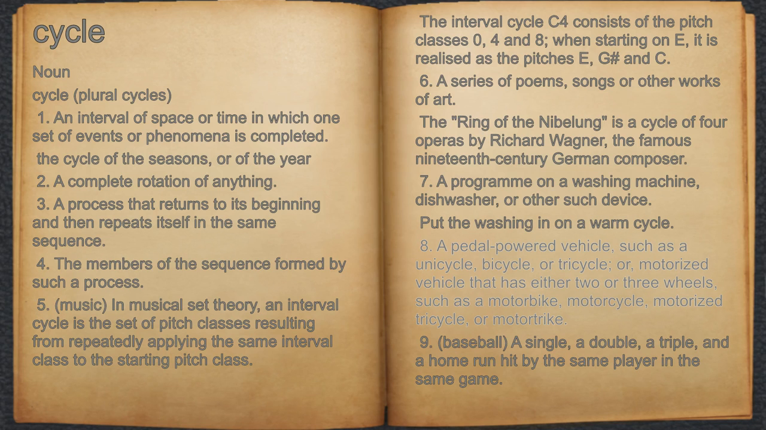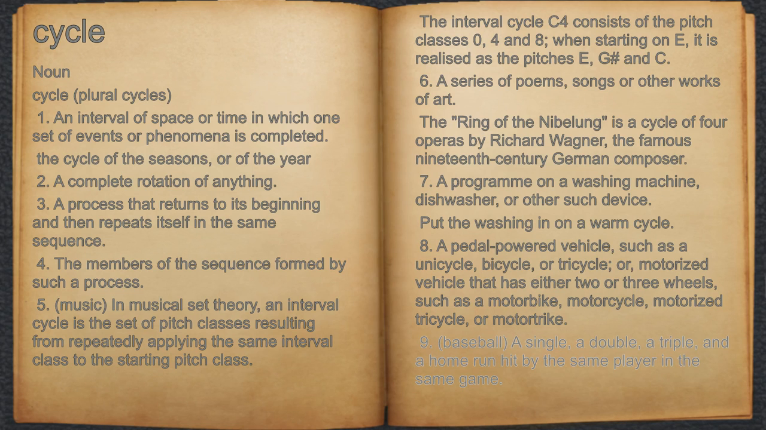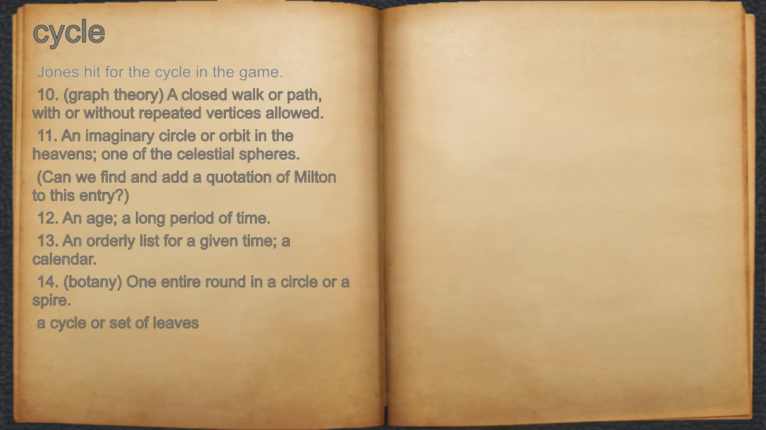8. A pedal-powered vehicle, such as a unicycle, bicycle, or tricycle, or motorized vehicle that has either 2 or 3 wheels, such as a motorbike, motorcycle, motorized tricycle, or motor trike. 9. Baseball. A single, a double, a triple, and a home run hit by the same player in the same game. For example, Jones hit for the cycle in the game.